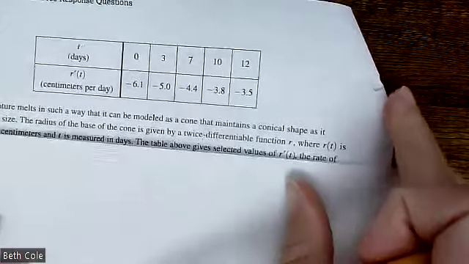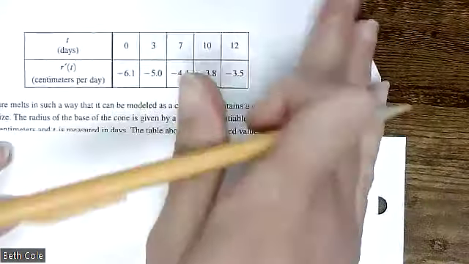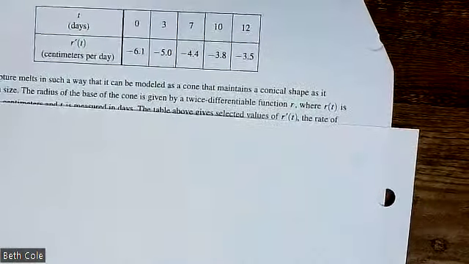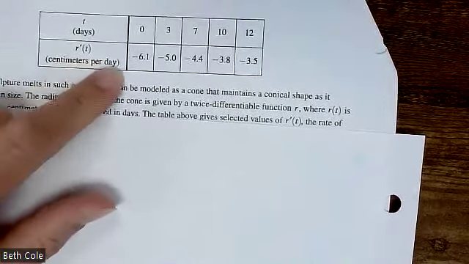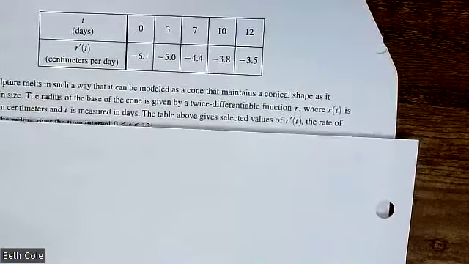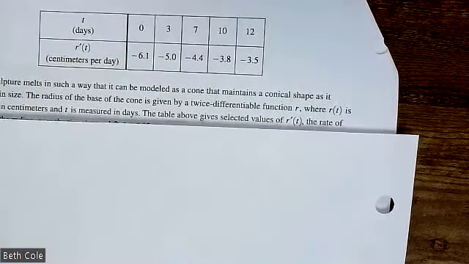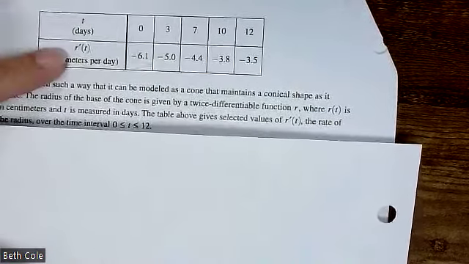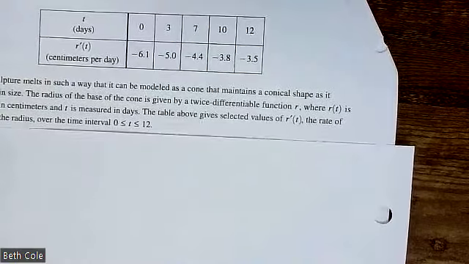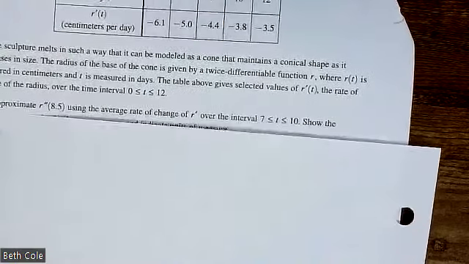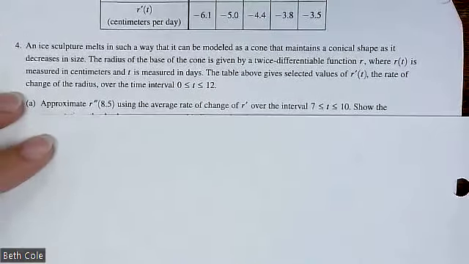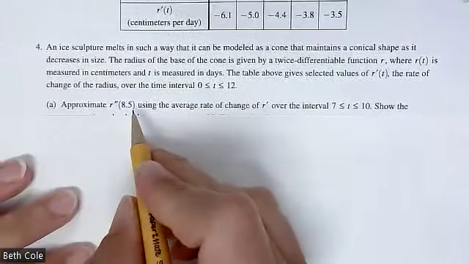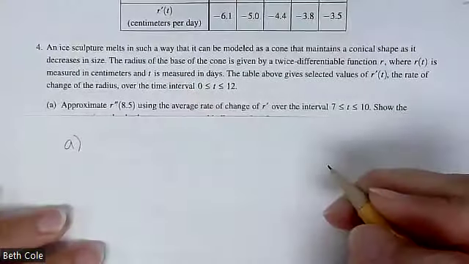We have a table. An ice sculpture is melting. Well, that's what ice sculptures do. You are given the rate at which it's lasting a long time. It's a cone that's decreasing in size. This is the rate of change of the radius of it. We have centimeters and we have days, from 0 to 12 days. All right, approximate the second derivative at 8.5.